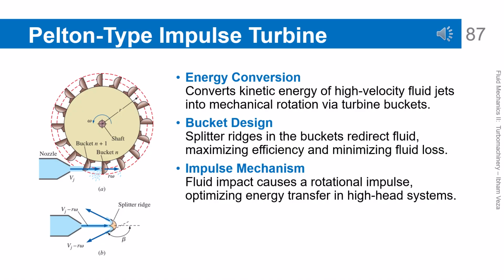Pelton-type impulse turbine. The Pelton turbine operates by using a high-velocity water jet that strikes the buckets on the wheel. The kinetic energy of the jet is converted into mechanical rotational energy through a change in momentum. The bucket design with a splitter ridge divides the jet into two streams to maximize flow deflection and impulse force. This turbine is very suitable for applications with very high head and relatively small flow rate. The pure impulse principle distinguishes it from reaction turbines.